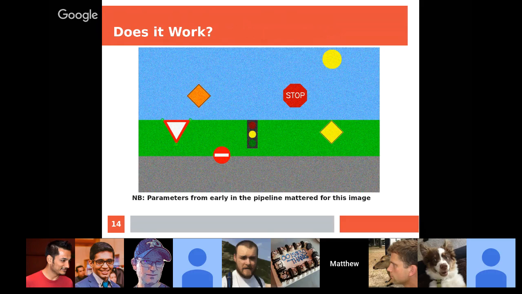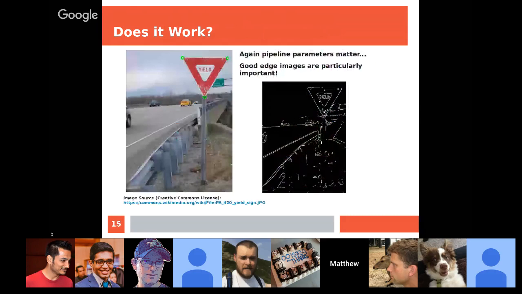They're stronger because there are more pixels. It's a bigger triangle. And finally, I wanted to say, if I take this very simple algorithm, which is 3 angles separated by 60 degrees, and apply it to a real yield sign, does it work? It turns out it does, again with a little bit of parameter tuning to get a good edge image out of Canny.